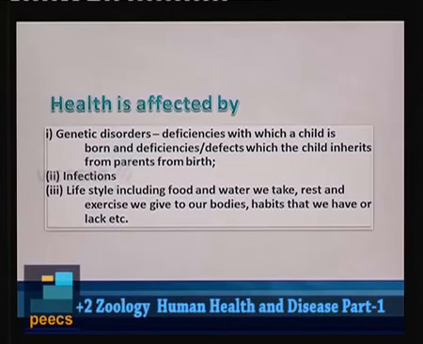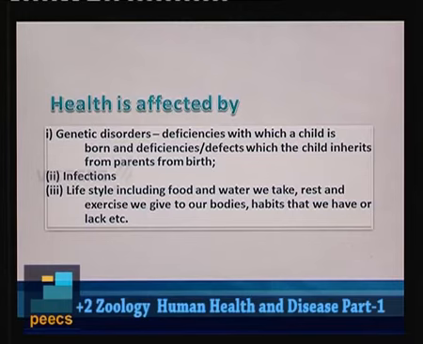And the second way the health is affected is by way of infections. Various pathogens are entering into our body like bacterial cells, viruses, fungi, etc., and it will affect our health. And the third way the health is affected is by the lifestyle. The lifestyle of a person is also affecting health, like the food and water that we take, the exercise that we are going to give to our bodies, and also the habits that we have or we are lacking. So, these are the three important factors which are affecting our health.